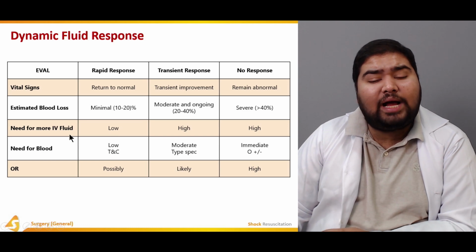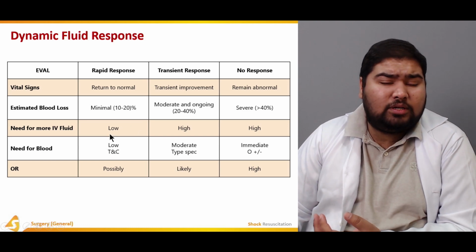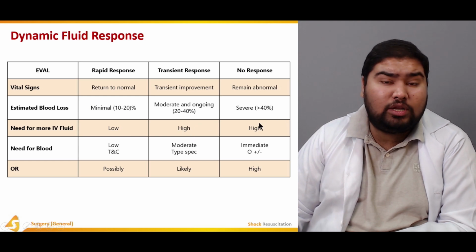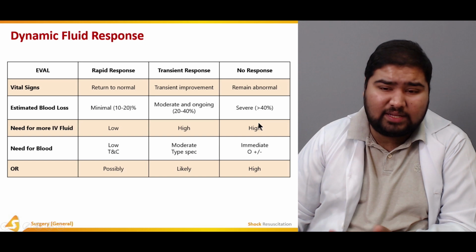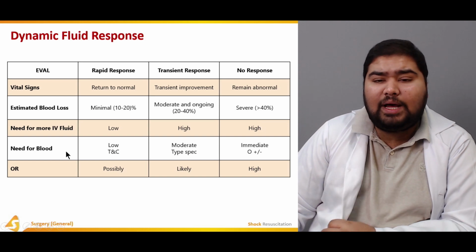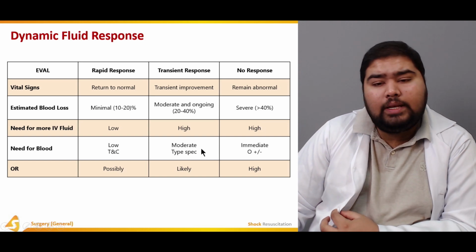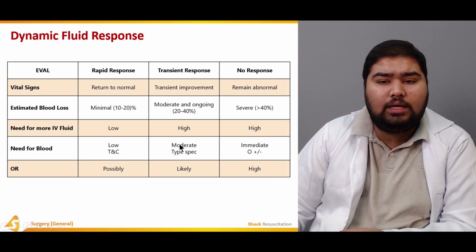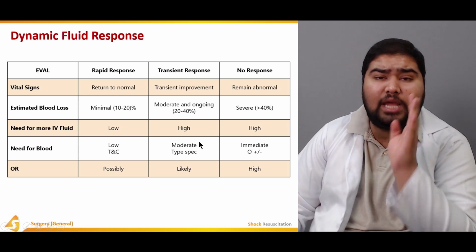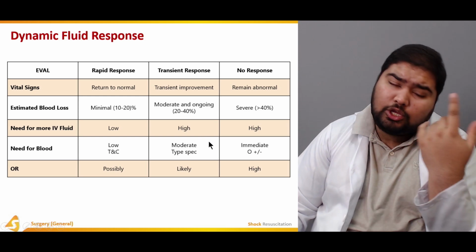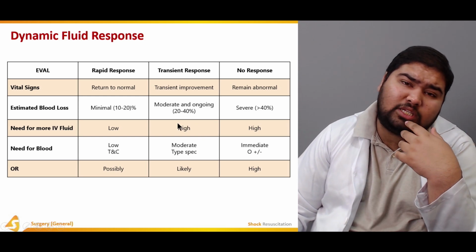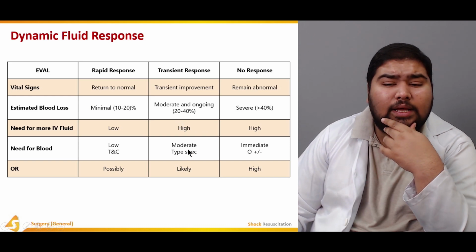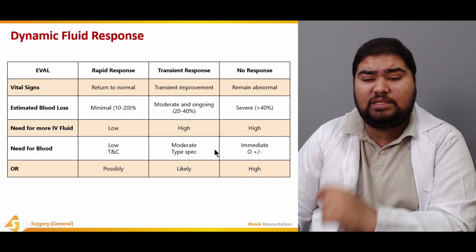Now, need for more IV fluid. In rapid responders, it's low. In transient responders, it's high. In no response, it's higher, obviously. Now, need for blood is low. Now, it should be typed and cross-matched. In transient responders, the need for blood is moderate. You see, if the patient is not improving on fluids, you might infuse the patient with the blood. Now, it should be type specific.